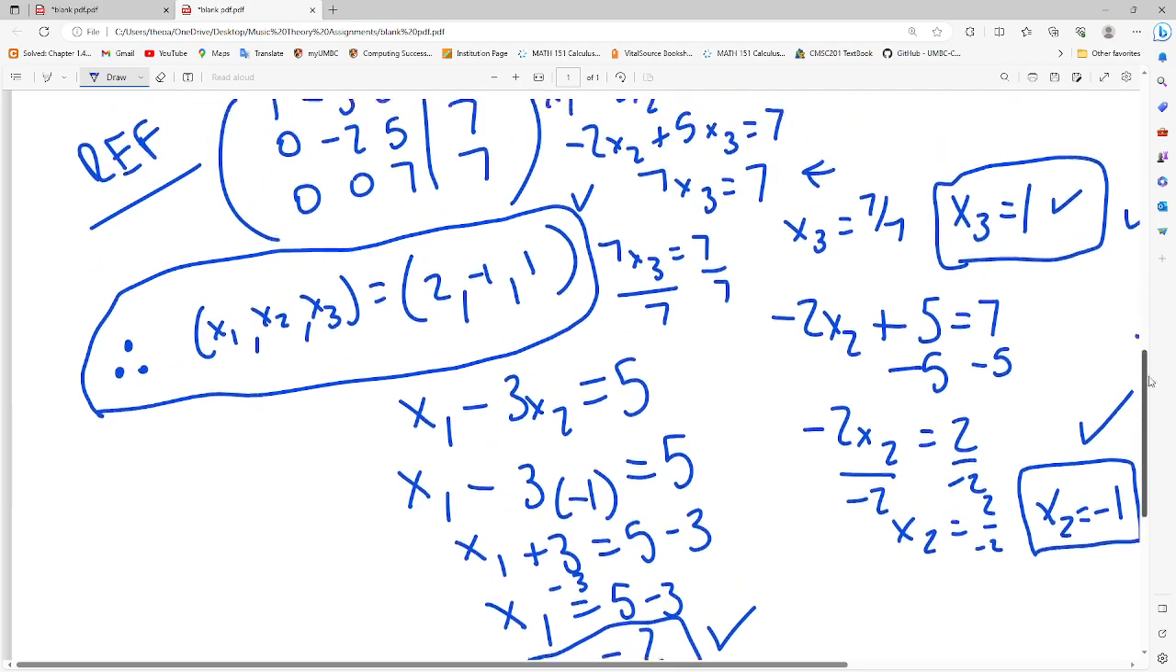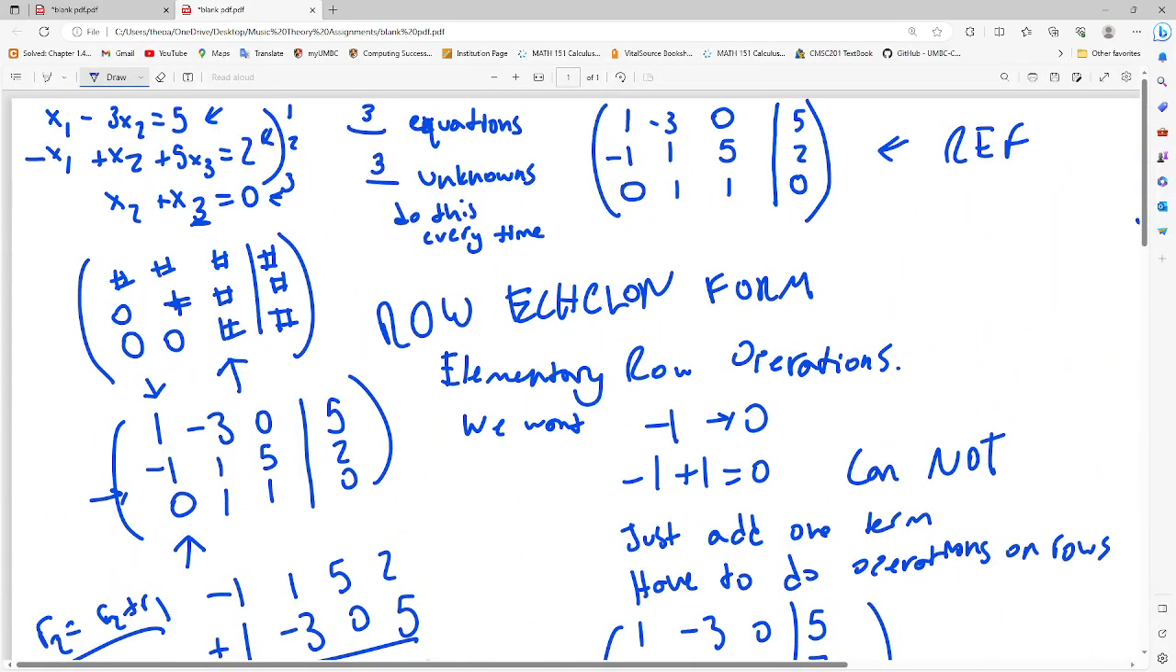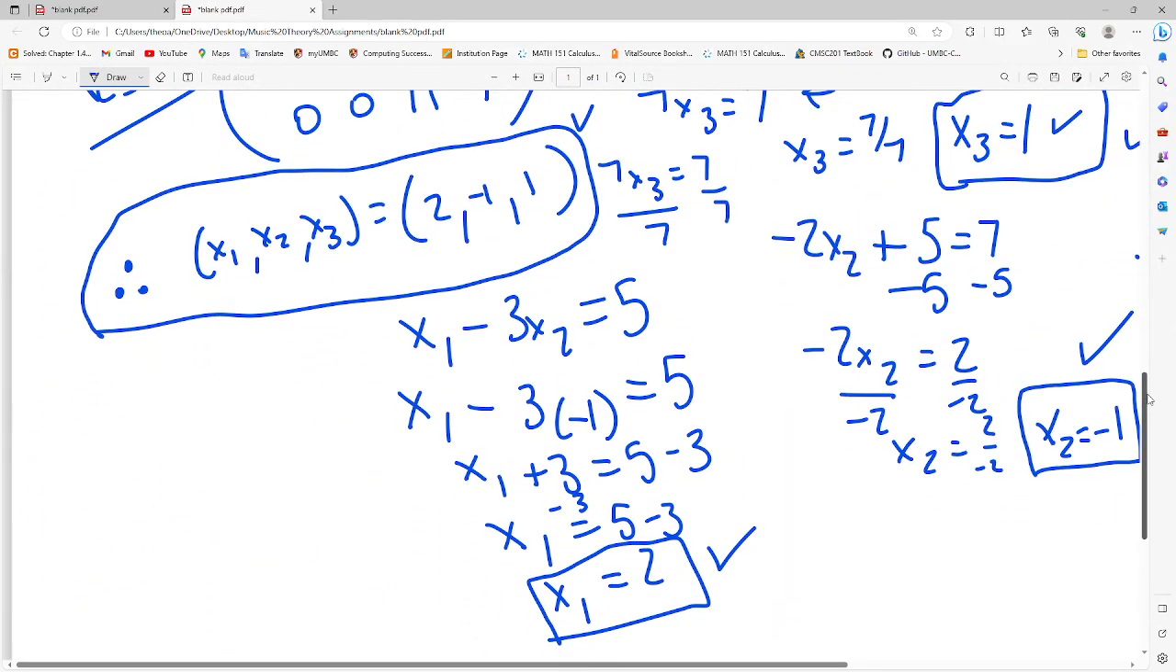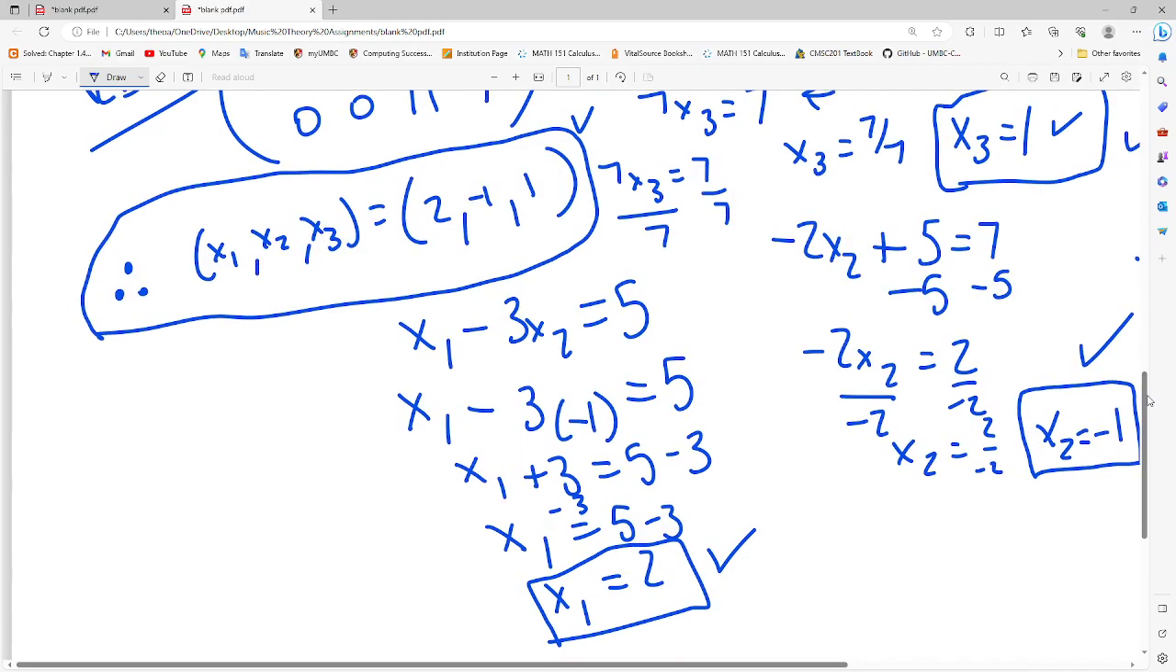Knowing these steps is very important. This is going to be pretty much the fundamentals of linear algebra. So having this down is definitely going to be crucial in your success.